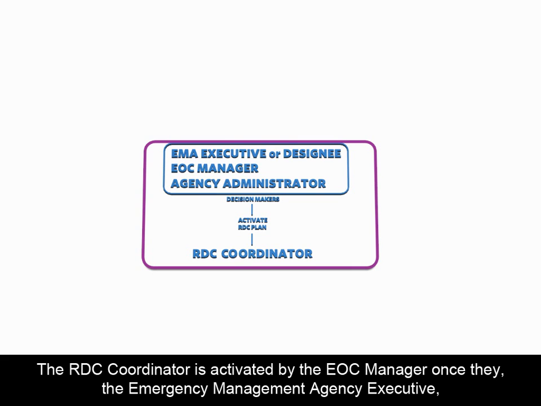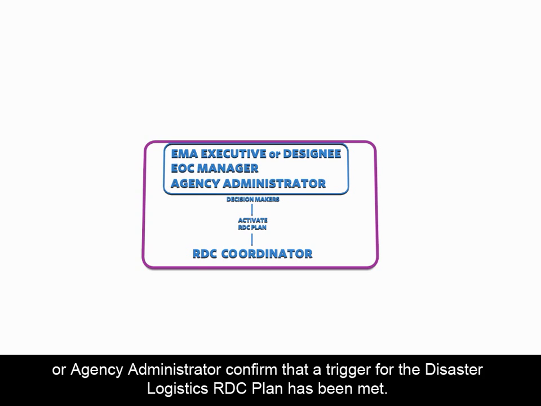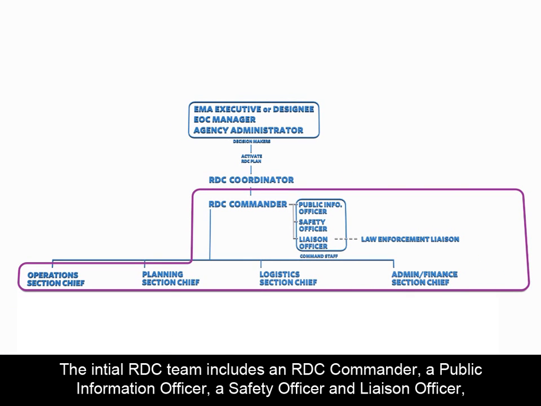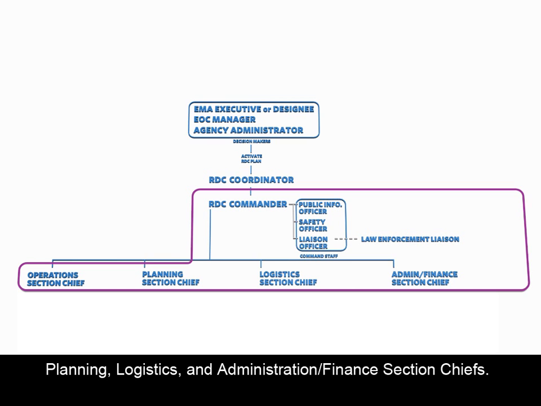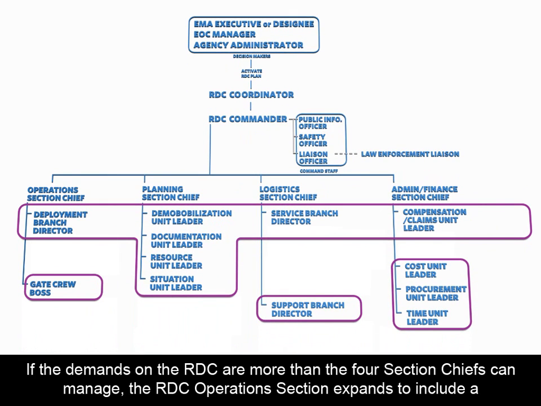The RDC coordinator is activated by the EOC manager once they, the Emergency Management Agency executive, or agency administrator, confirm that a trigger for the Disaster Logistics RDC plan has been met. The initial RDC team includes an RDC commander, a public information officer, a safety officer, and a liaison officer, who form the RDC command staff. A law enforcement liaison may be included if needed, along with individual operations, planning, logistics, and administration finance section chiefs.